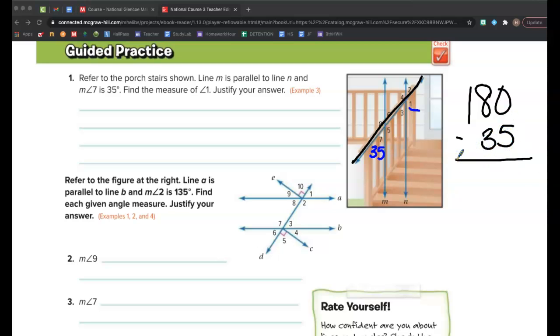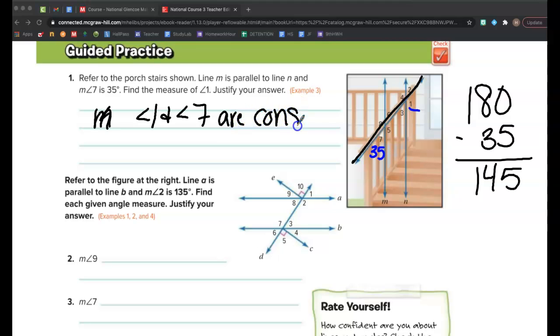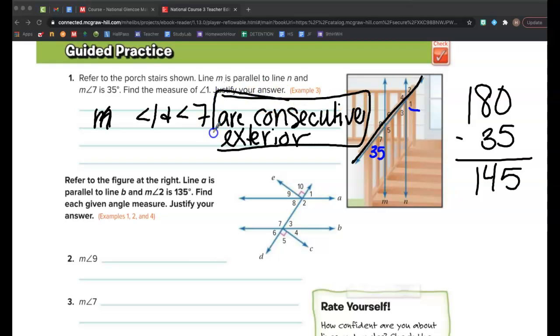So somebody tell me what they got. 145. 145. Did somebody find it a different way? Okay, so then we would say that angle 1 and angle 7 are consecutive. Oh, I went through the whole process of this. Number 9. So read the directions. Okay, so our consecutive exterior, you do have to justify the answer, and that is this part right there.